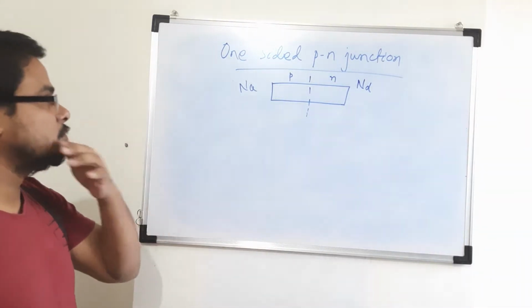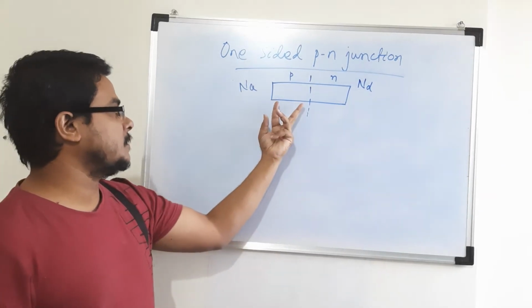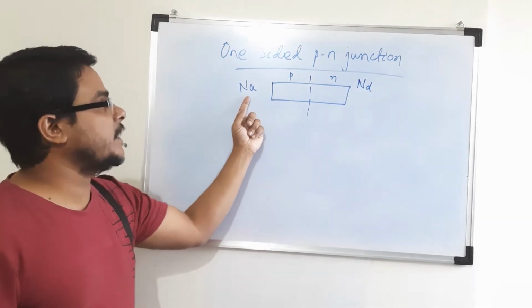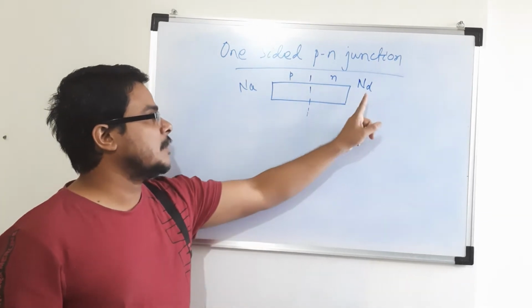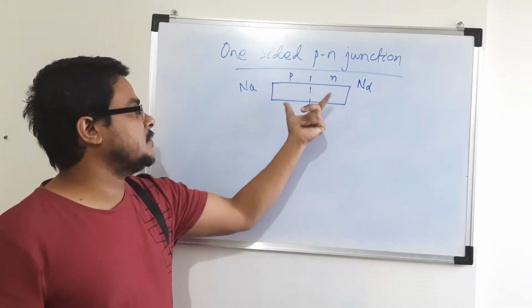This is what we got. So uniformly doped concentrations, you can see Na. This whole region is uniformly doped with the acceptor impurity concentration Na, and this part is doped with the donor impurity concentration. As a result, we got the PN junction, right?